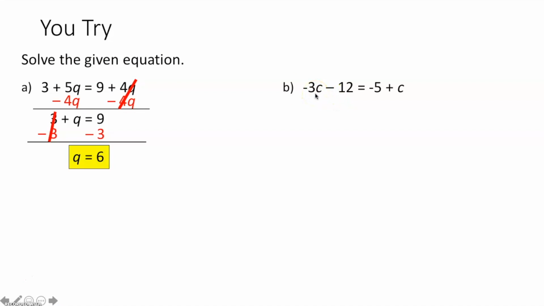Part B, simplify, move, solve. Step 1, simplify both sides. Done and done. This has a C, this does not. So we can't simplify. Step 2, we need to move the variables to the left. So I'm going to start by moving this positive C to this side.